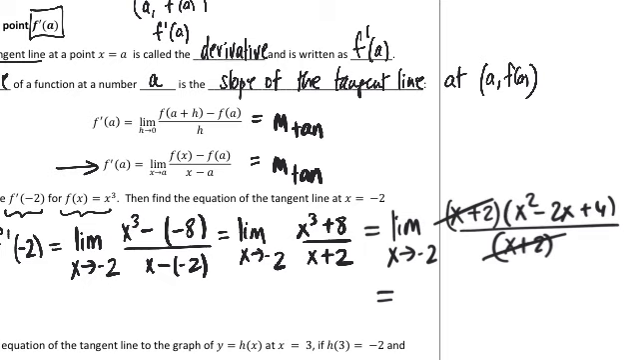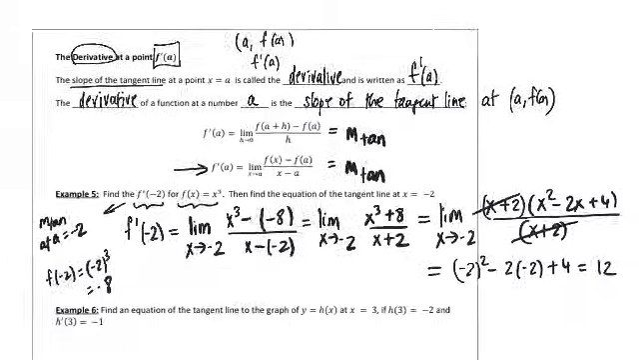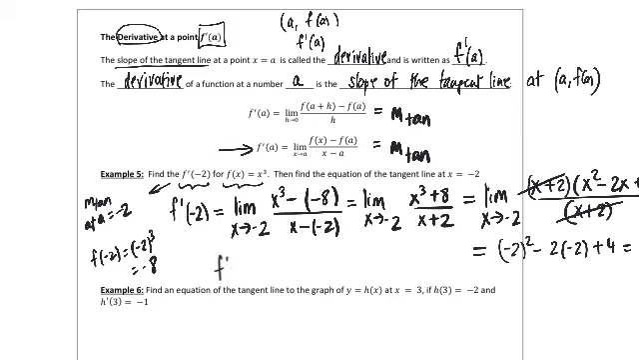Now that we cancel them out, we can just put in negative 2 and we are going to get an answer, I believe, of positive 12. So f prime of negative 2, which means the slope of the tangent line to this graph of x cubed at negative 2, is equal to positive 12.